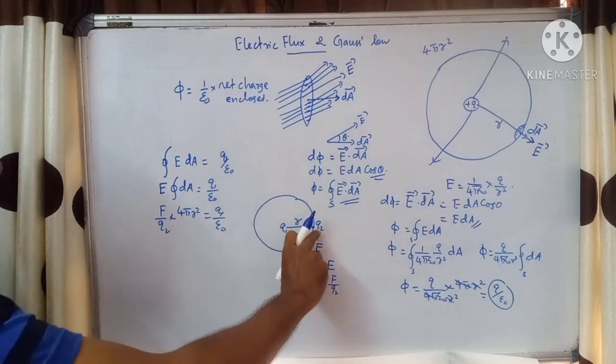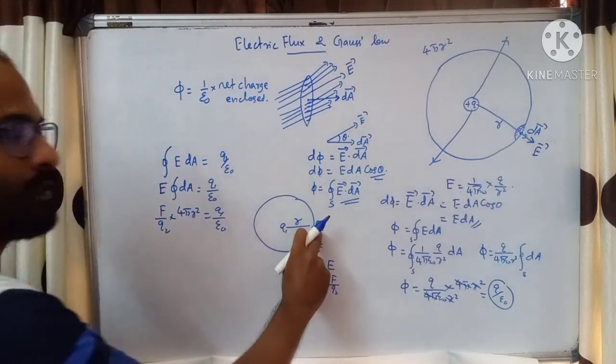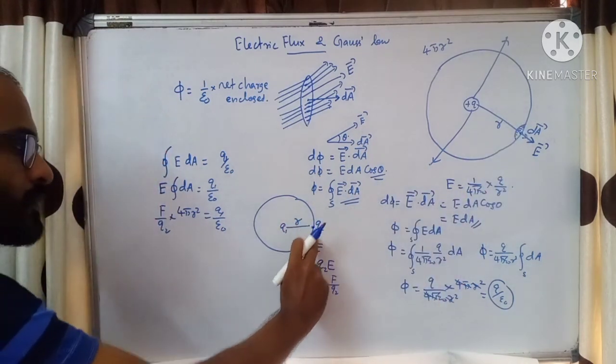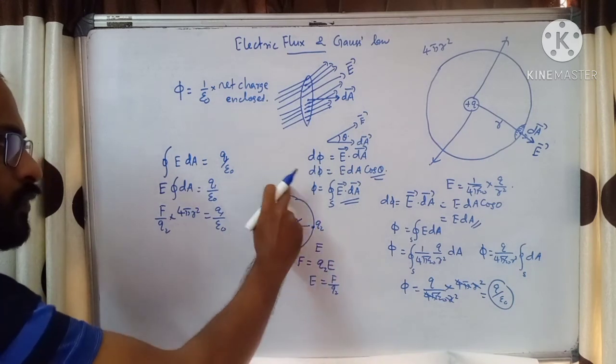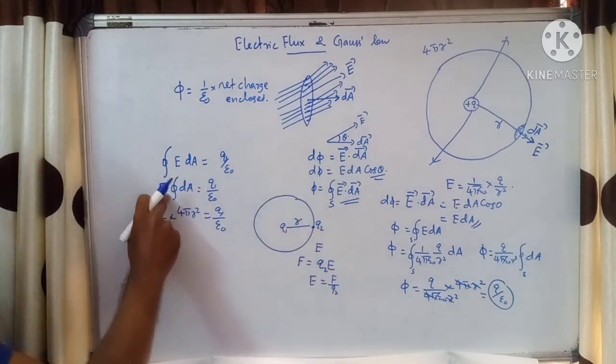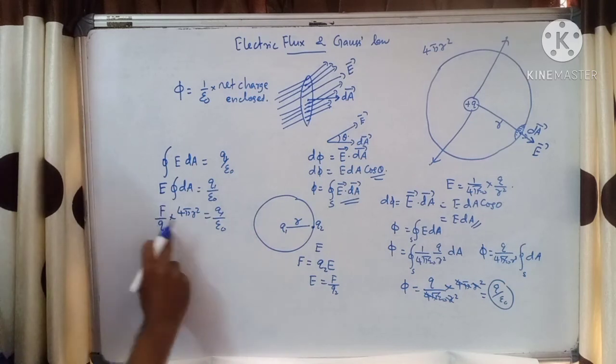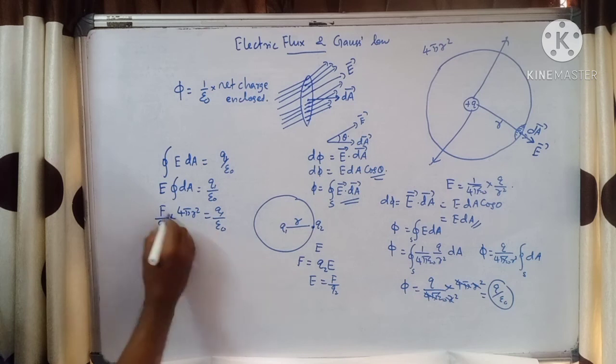See, at this point we have placed another charge. This charge will experience a force in the electric field. The electric field at each and every point is uniform, so when you integrate, we can take the electric field outside. Now the electric field is F by q2. So we just rearrange this.